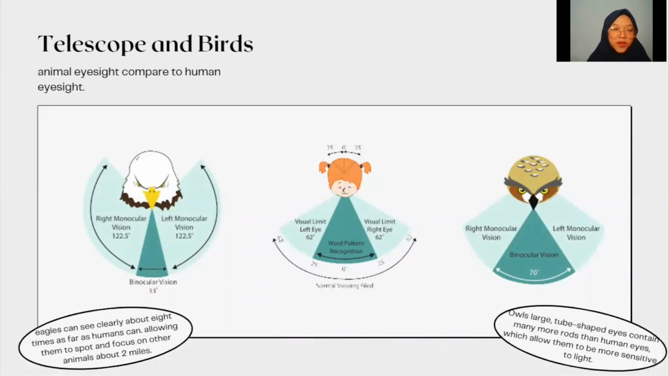Telescope and birds. Basically, animal eye size has similarity with the telescope, and we compare it to human eyesight. For example, eagles can see clearly about 8 times as far as humans can, just like a human using a telescope to see something far away, allowing them to spot and focus on other animals about 2 miles away. Meanwhile, the owl's large tube-shaped eye contains many more rods than human eyes, which makes them more sensitive to light and able to see clearly in the dark.